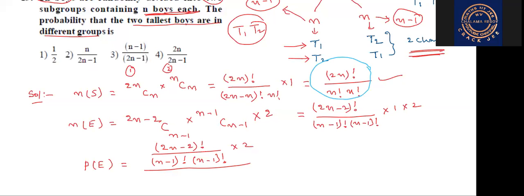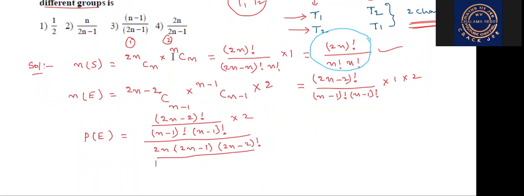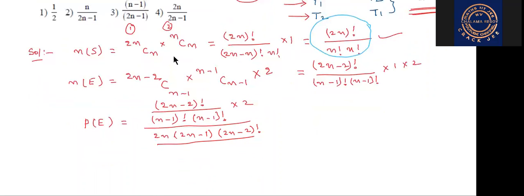In the numerator, 2n factorial is there. I am going to write it in decreasing order: 2n into 2n minus 1 into 2n minus 2. I am writing up to 2n minus 2 only because the numerator has 2n minus 2. But see the denominator, n factorial, I am writing n into n minus 1 factorial, n into n minus 1 factorial.